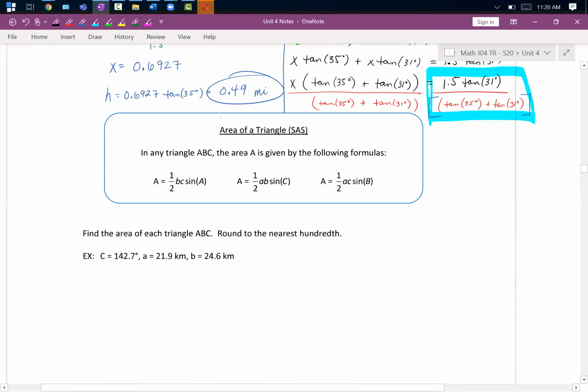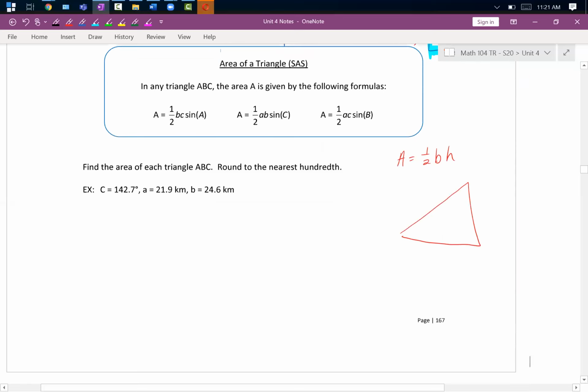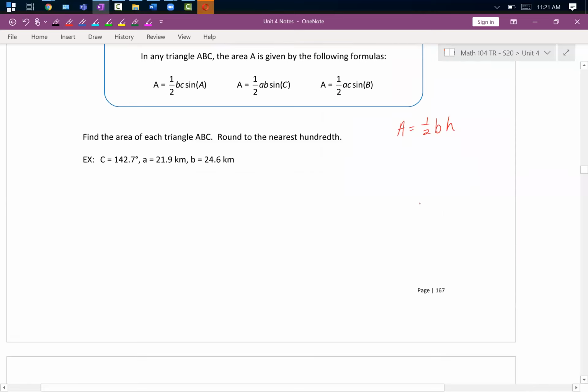The last topic in this section is finding the area of a triangle given a side, an angle, and a side. We're going to learn a couple new formulas for area of a triangle. So far we know that area equals 1/2 base times height, and really that is the key one, and we're building off of that. But sometimes they don't give us the height. Like here, if they're giving us some kind of non-right triangle, they're not telling us what the height is. They're giving us a side, an angle, and a side. So we know this.